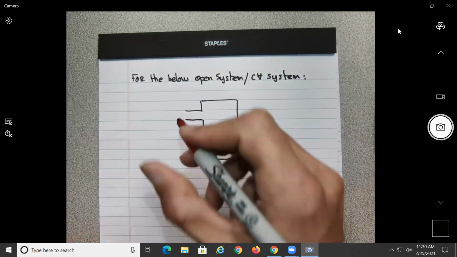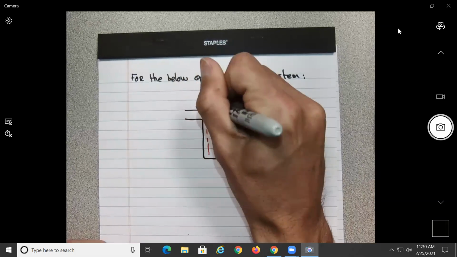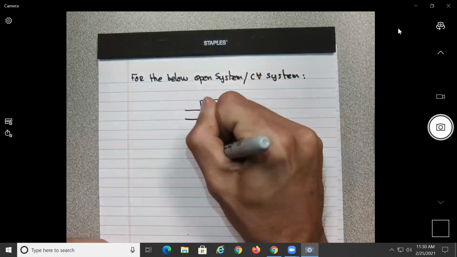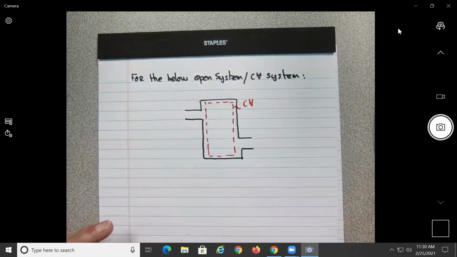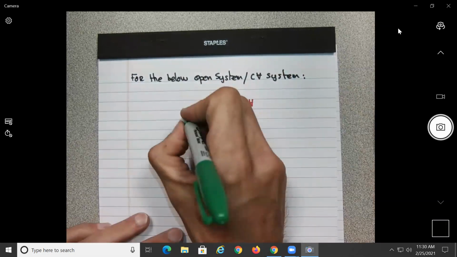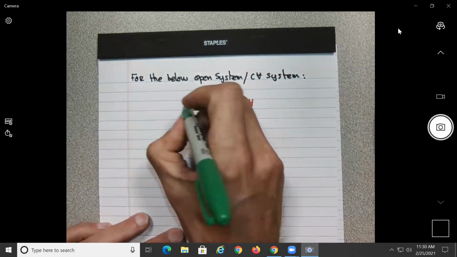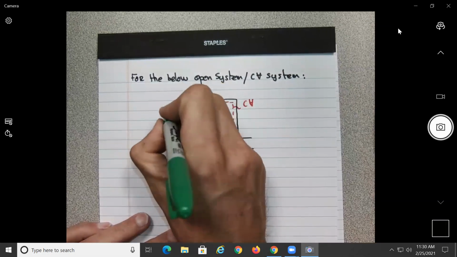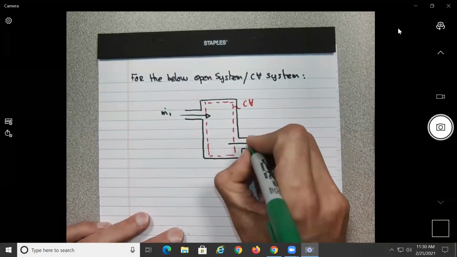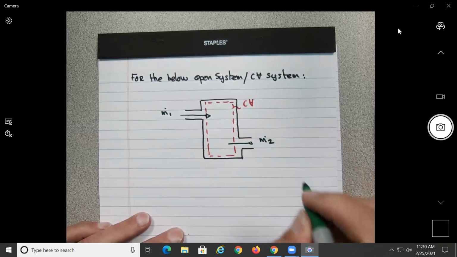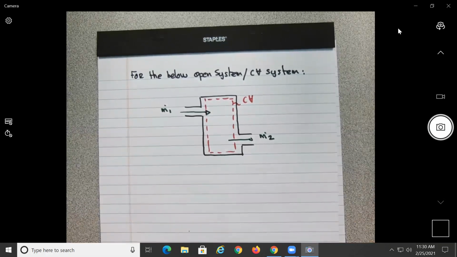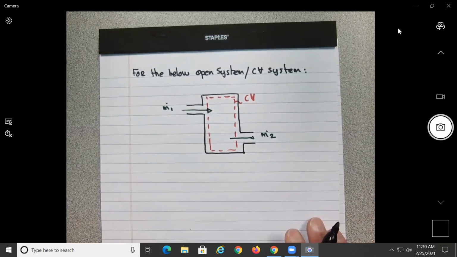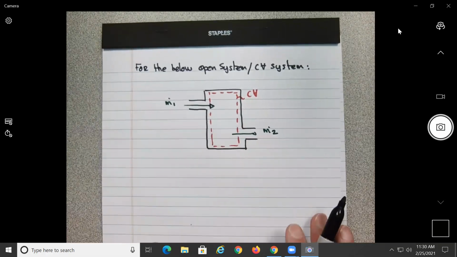All right, so this will be our control volume, and we're going to have mass going in and mass coming out. Okay, so this is our control volume.